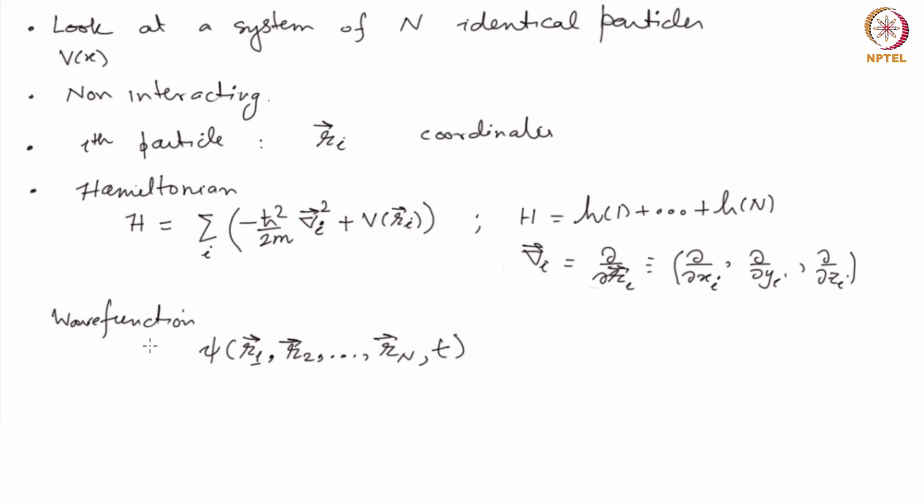And what will be the equation of motion for this system? Well, equation of motion is the same Schrodinger equation. So you take i h bar, the partial time derivative of psi, and what should we have on the right hand side? It should be H of psi, right?